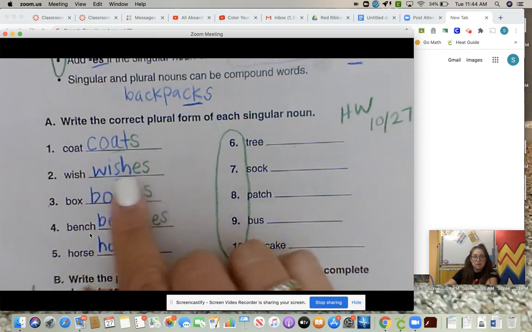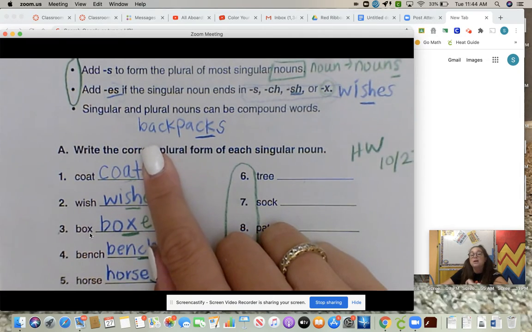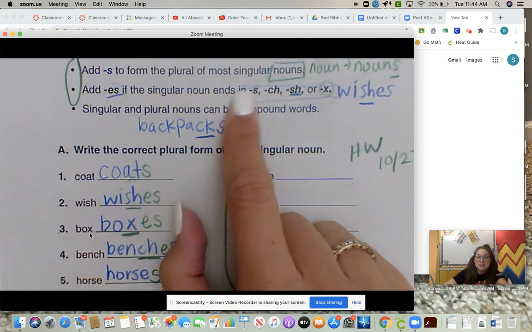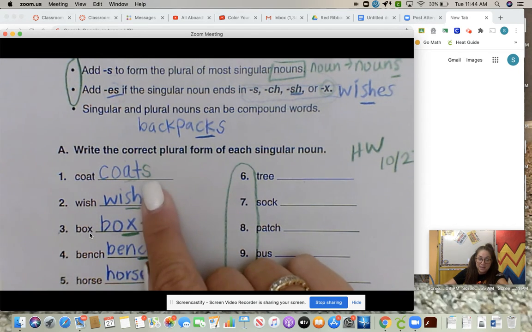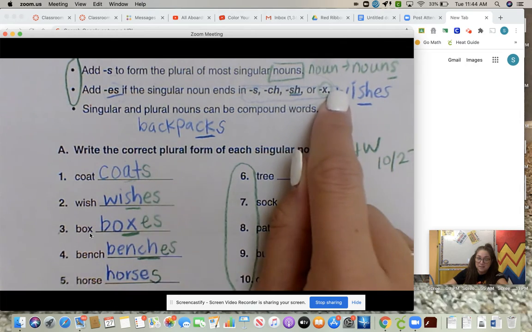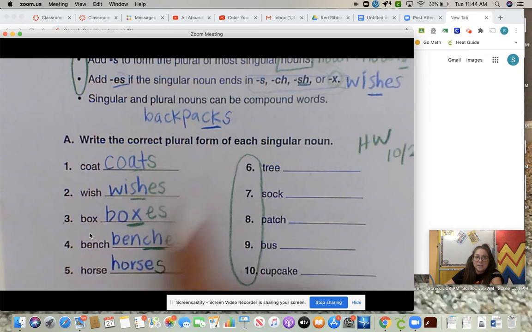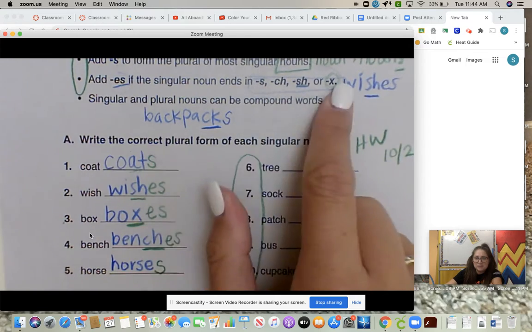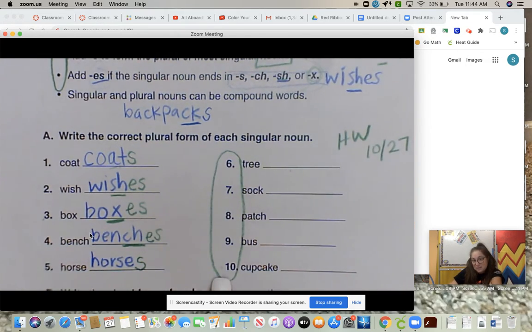So we worked on correcting these singular nouns. Coat. That has none of these, so we're going to add an S. Wish. We did wish. It ends in SH, so we add ES. Box. Box ends in X, so we add an ES. Bench. That ends in CH, so we add an ES. Horse. Horse ends in an E, that doesn't end in any of those, so we add an S. Your homework is to finish 6 through 10.